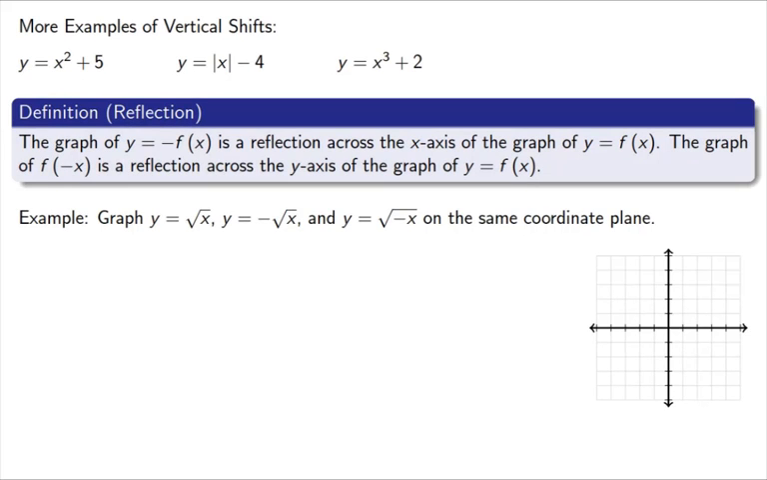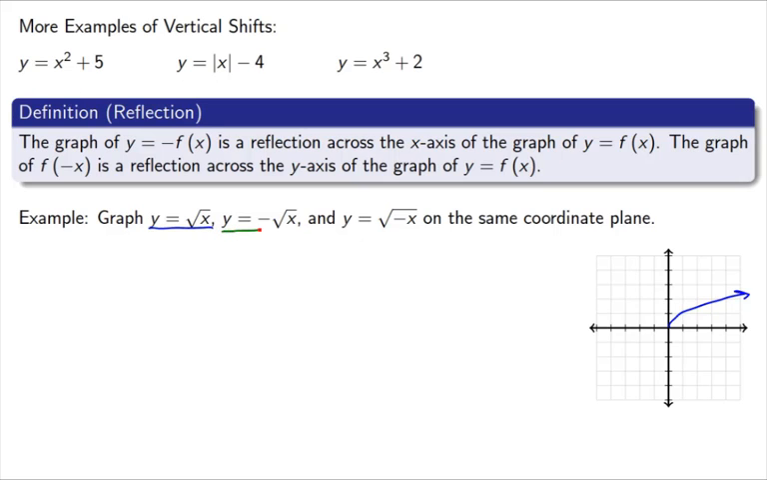Let's take a look at an example of this. The first graph is y equals the square root of x. Now y equals the square root of x, we already know this from our catalog of functions. We know that it looks something like this. And so what the reflections are going to do is change the direction in which it's going.